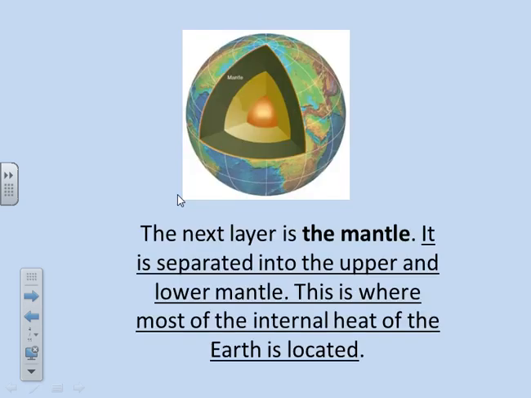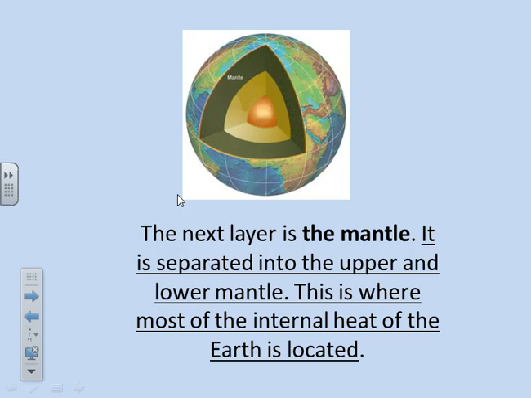The next layer is the mantle. The mantle is separated into the upper and lower mantle, which we will get to here in a few slides. But this is where most of the internal heat of the Earth is located. This is where you will find the convection cells that move plate tectonics. The structure of the mantle is very interesting. The top layer of the mantle is kind of solid. And then the bottom portion of the mantle is very hot, and it's molten, so it's liquid.